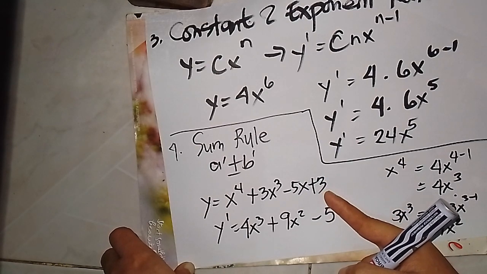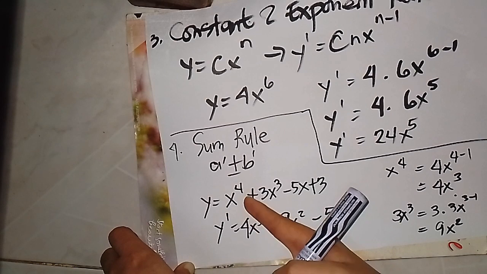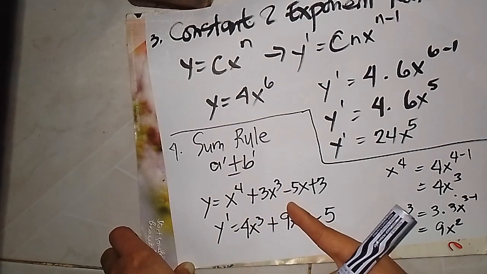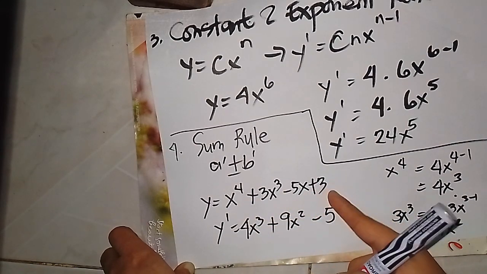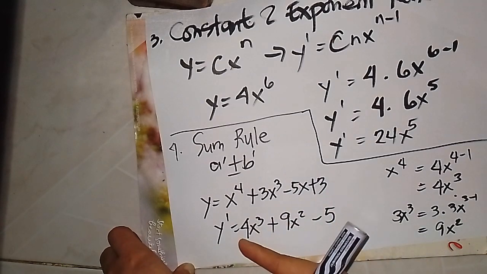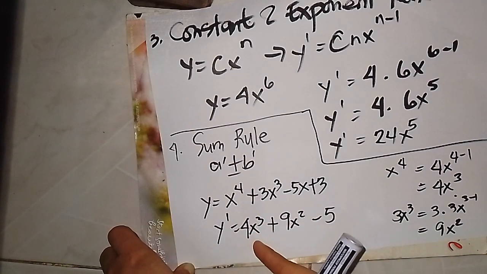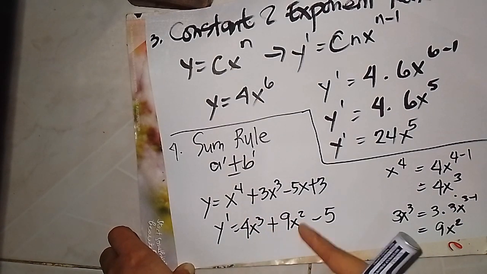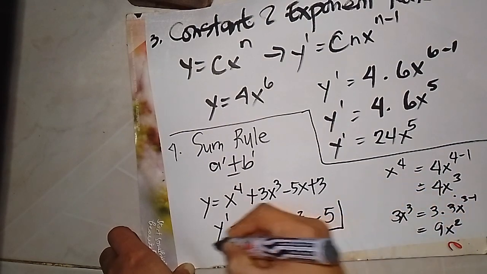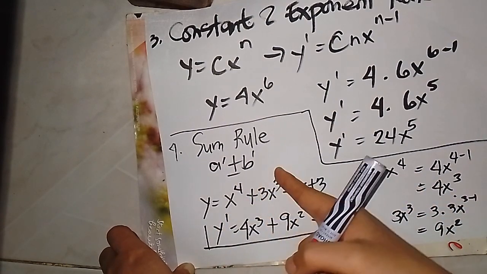So the derivative of x raised to 4 plus 3x cubed minus 5x plus 3 is simply equal to y prime is equal to 4x cubed plus 9x squared minus 5. So that's the derivative of this one using the sum rule.